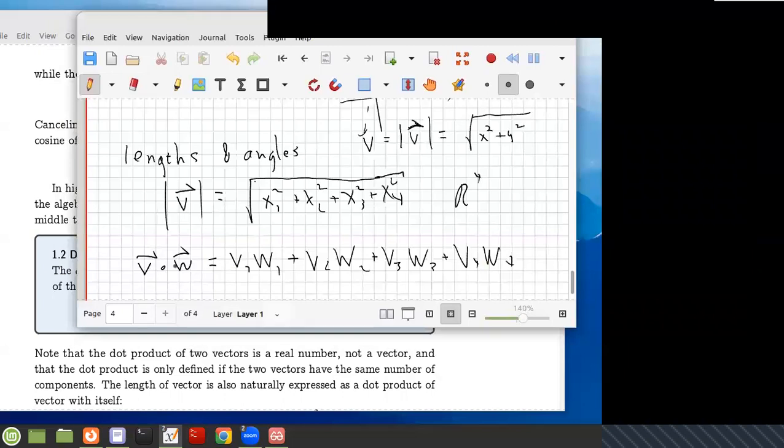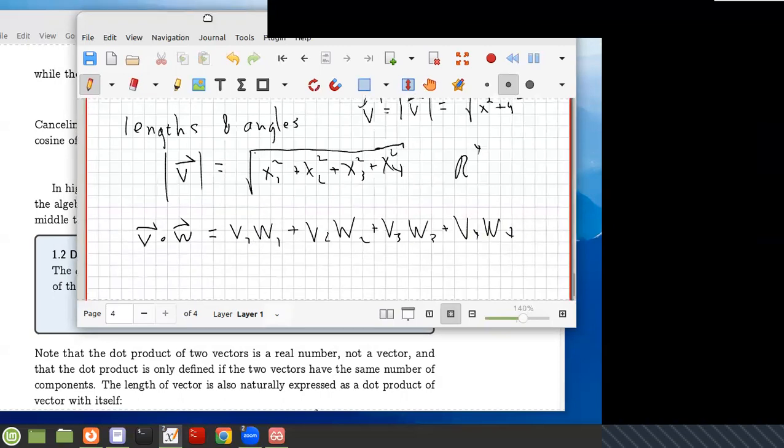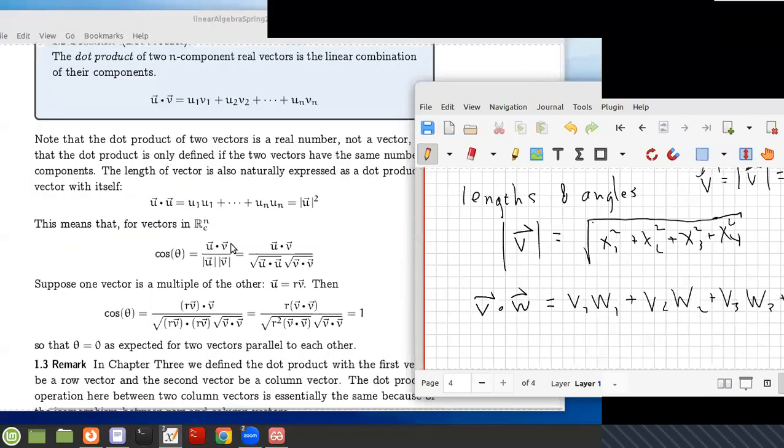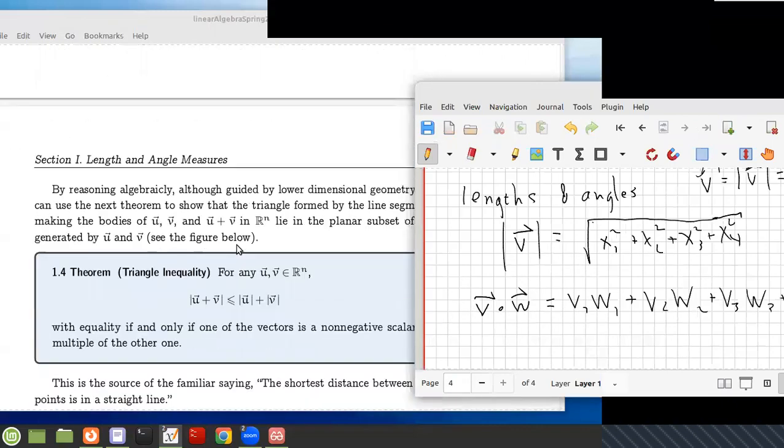You just take the components. It's like you're zipping them up, like a zipper, right? You're just taking the first of the first, the second of the second, the third of the third, the fourth of the fourth, and it's a sum. So you're taking two vectors and getting out a sum, right? Okay, and this is the key.